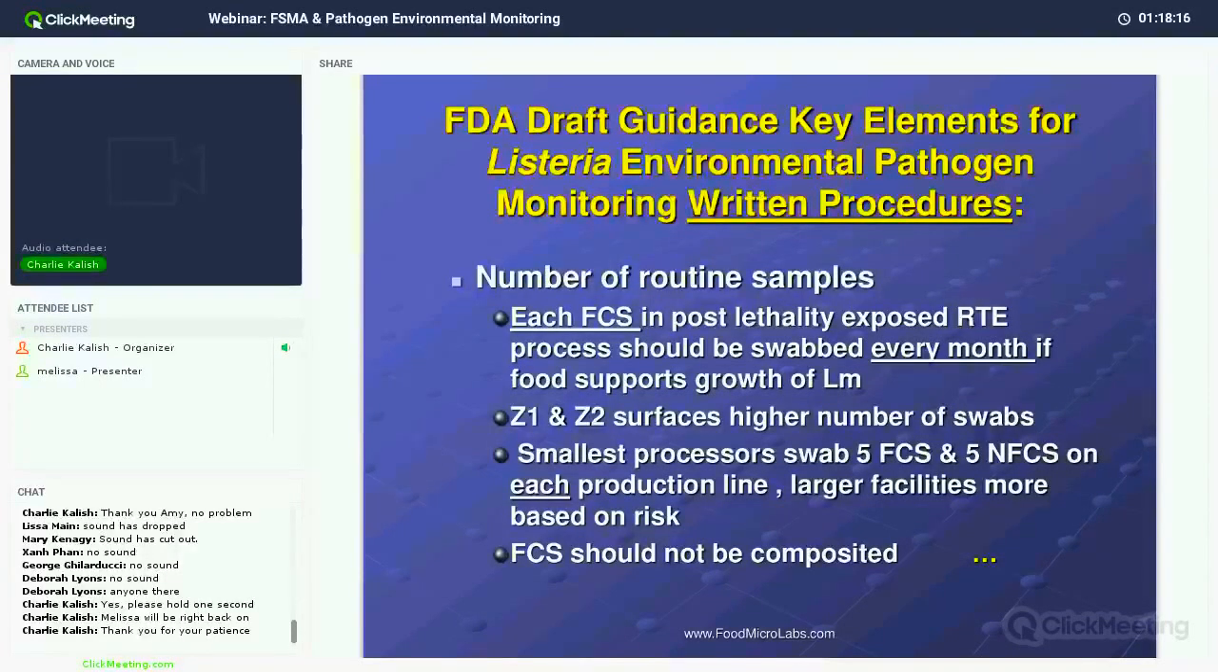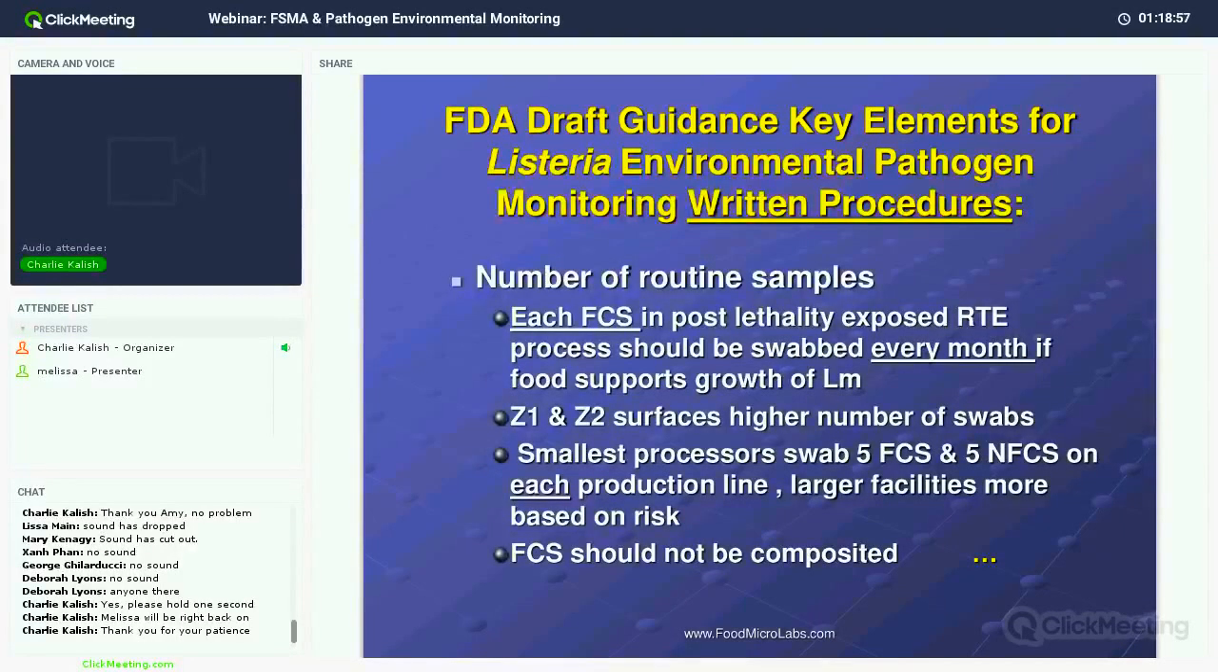So Zone 1 and Zone 2 surfaces are going to have a higher number of swabs. Smallest processors have a minimum of 5 food contact surfaces and 5 non-food contact surfaces on each production line. That sounds very minimal, but the cost can really go up over time, because if you have a presumptive positive, each swab can be up to $30. So when you're developing this program, you really want to be thinking about your budget and what you can afford, but at least 5 food contact surfaces and 5 non-food contact surfaces should provide you with the baseline.